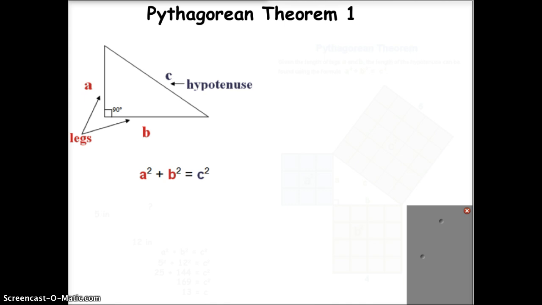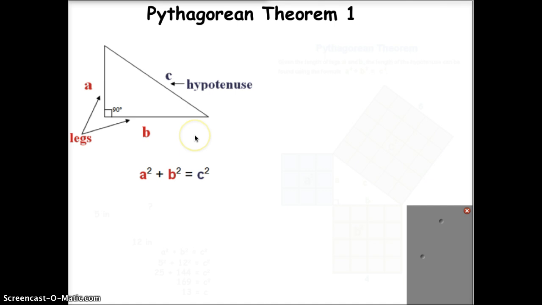On a right triangle, the two sides that make up the right angle are called the legs. We usually associate these sides with the letters a and b. As you can see from this picture, here are the two sides that make up the right angle, and I've labeled them A and B. The side opposite the right angle, or the longest side, is called the hypotenuse. We usually give this side the letter C. Here is the hypotenuse. It is opposite the right angle, and it's the long side in a right triangle.